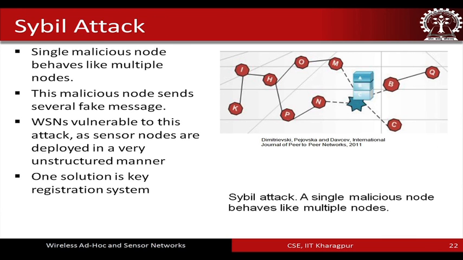Sybil attack. In a Sybil attack, a single sensor node is faked to have multiple identities. So, a single malicious node behaves like multiple nodes. In this case, these malicious nodes send several fake messages, and sensor networks are vulnerable to this attack, as the sensor nodes are deployed in a very unstructured manner. So, Sybil attack is quite common in these networks.